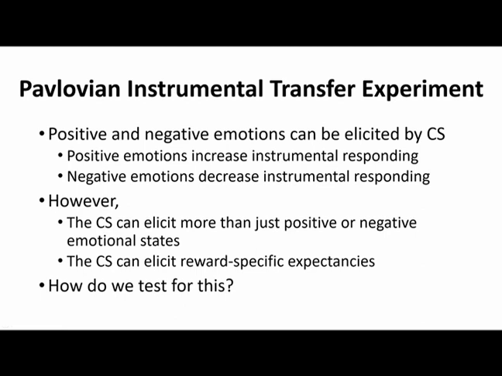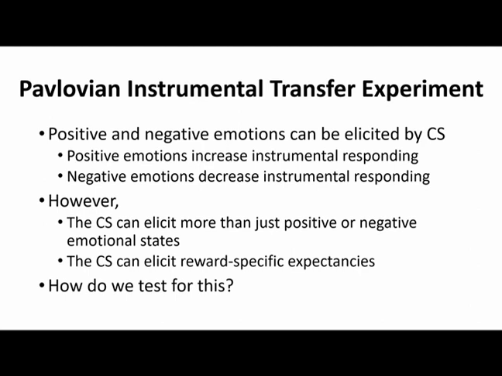If you have the same setup, but instead a negative emotion is elicited, maybe a shock is delivered instead of some reinforcer, then you can have negative emotions developed, and then you would see the opposite of what we just talked about, where instead of increasing our instrumental responding, you could see a decrease in the instrumental responding. So with appetitive and aversive, respectively, we can have that positive and negative emotion elicited by our CS.